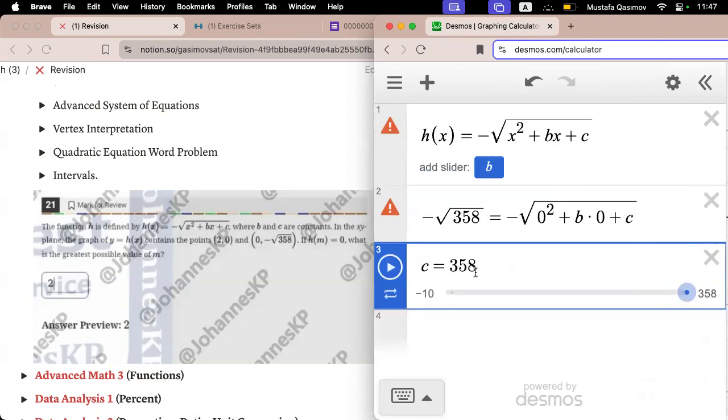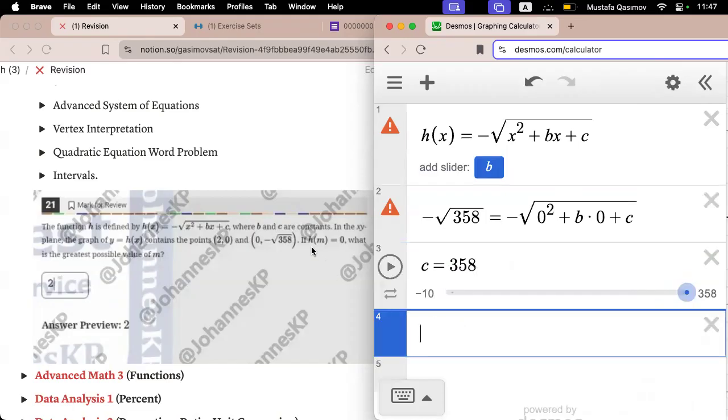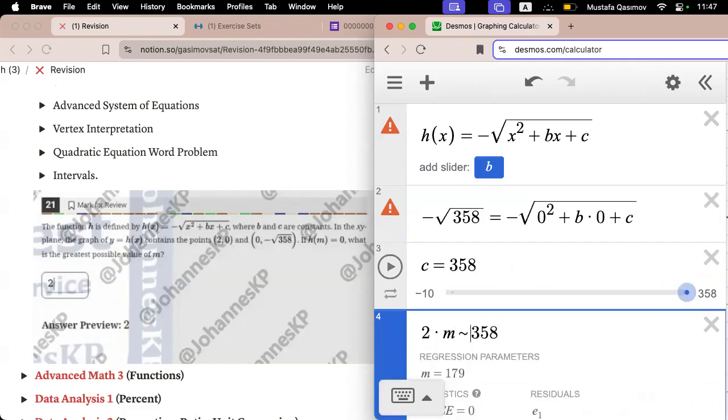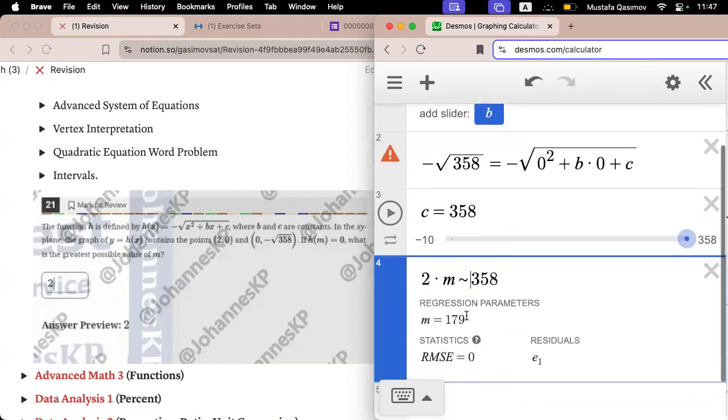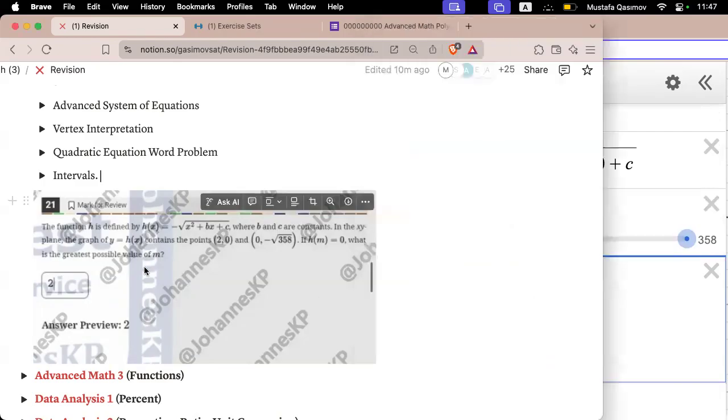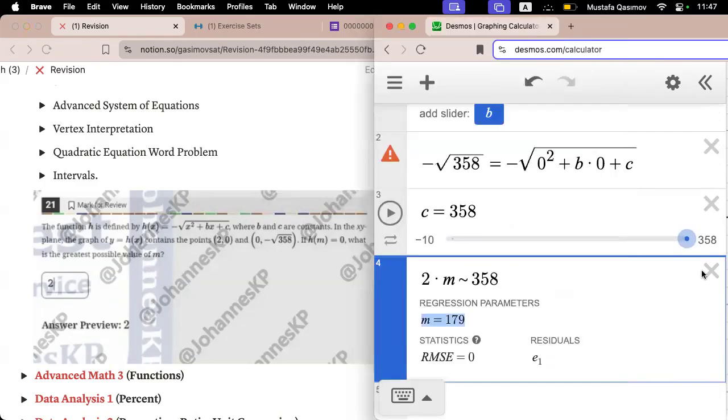After finding c, we can use this here because h of m is equal to 0 and (2, 0) is our x-intercept. So 2 multiplied by m will be automatically the value of c, which is 358. And it will be 179. The answer is 179. It asks what's the greatest possible value of m? M can also be 2, but 2 is not the greatest possible value, so it is 179.